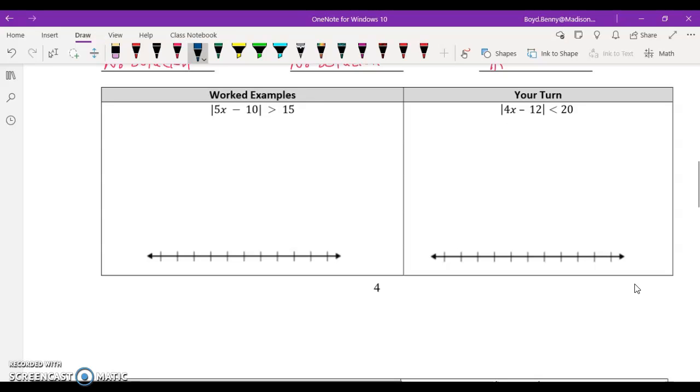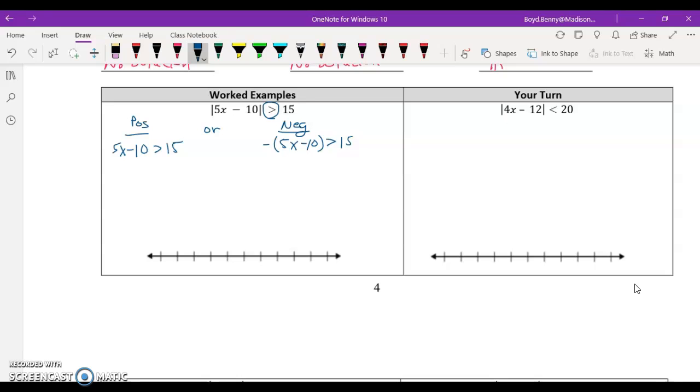Okay, this first one, notice that the absolute value is isolated. So I can go ahead and write my two inequalities. I need my positive and I need my negative. And this one happens to be an or. How do I know it's an or? Because it's greater than. So my two inequalities would be 5x minus 10 is greater than 15. Notice it looks just like what the problem looks like. And then the second one would be the opposite of 5x minus 10 is greater than 15.